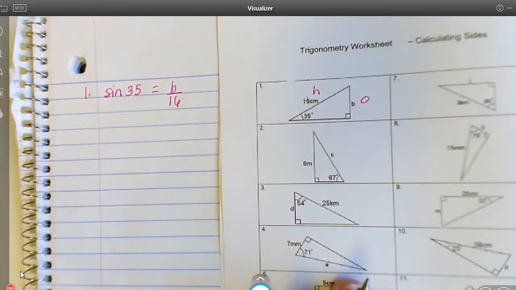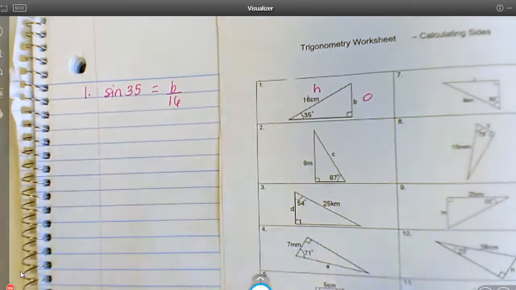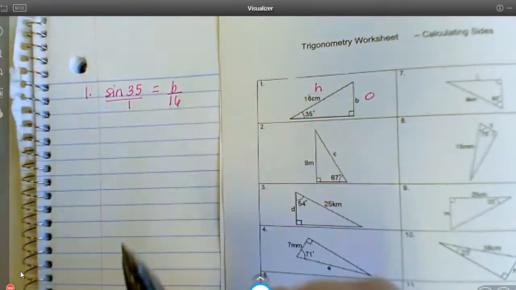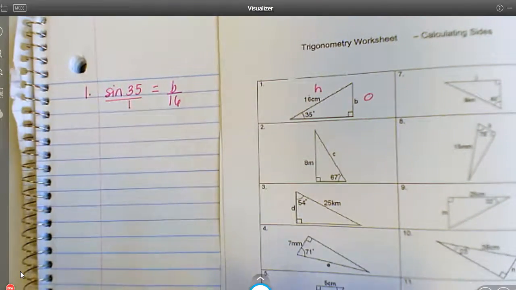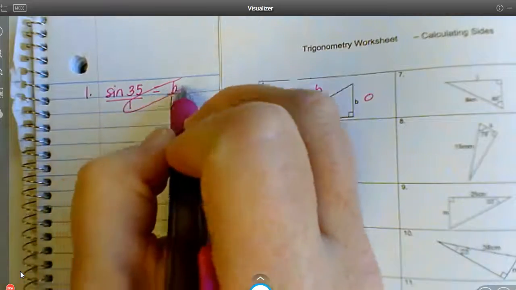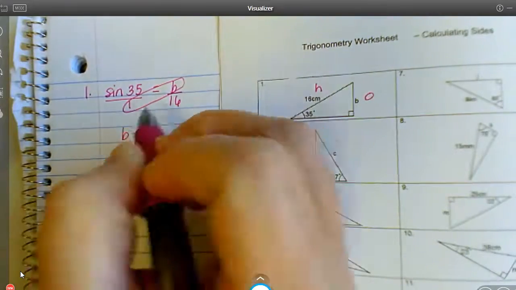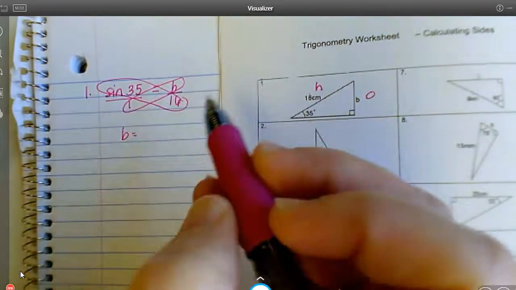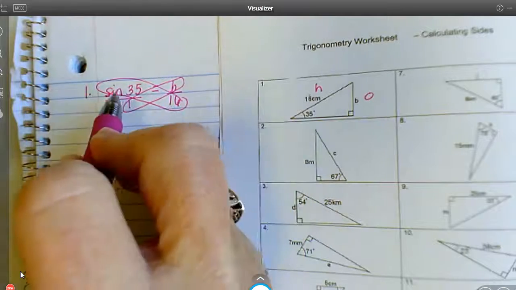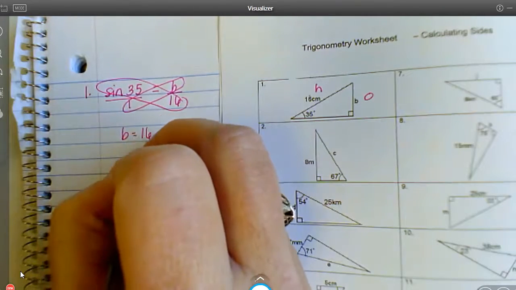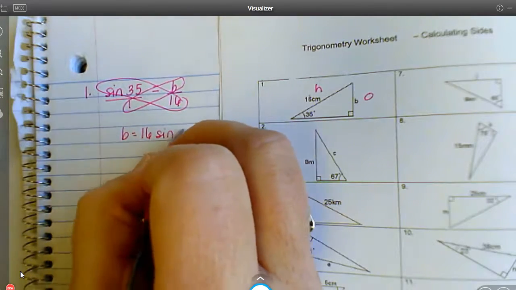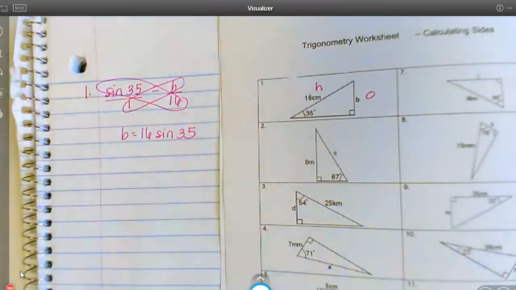Now I'm going to use what I know about rationals and cross multiplying to solve this. So I'm going to divide it by 1, and then I'm going to cross multiply. 1 times b is b, and then this times this. The number always comes in front of the sine or the cosine or the tangent. So it'll be 16 sine 35.